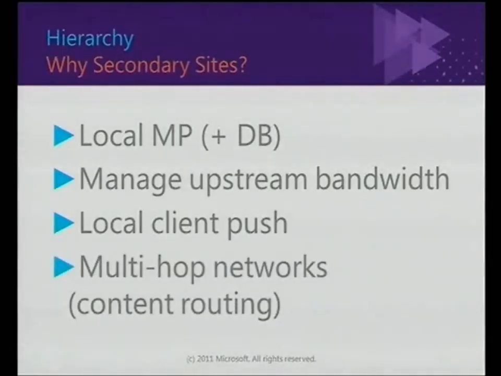Now, I mentioned earlier that in 2007, we could use deep levels of primary sites to deal with content routing on multi-hop networks. So we can't do that now in 2012 because we can't have multiple primary sites nested to each other. So we can do it with secondary sites. Anyone have any clue what I'm talking about with this? Content routing on multi-hop networks?